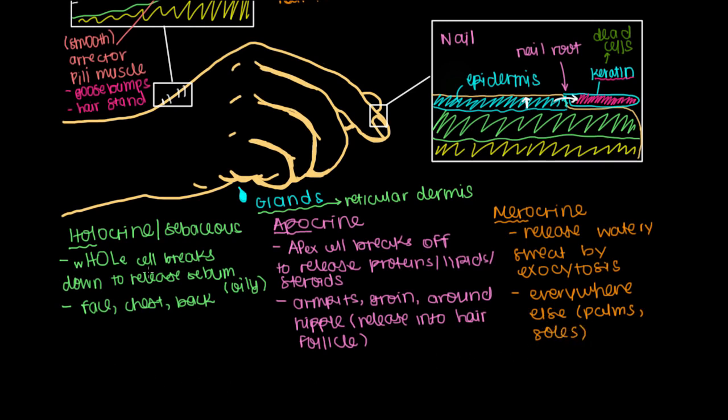And then finally, what are the functions of these three types of glands? Well, for our holocrine or sebaceous glands, this oily, lipid-rich sebum is meant to lubricate the skin, and in doing so, that also slows bacterial growth, by making it difficult for bacteria to move around and divide.